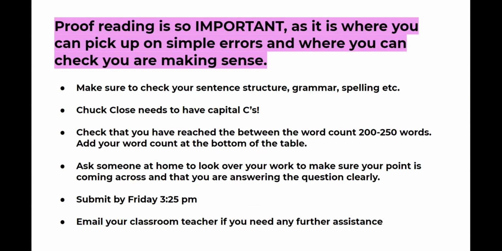Check that your spelling is correct. Check that you have reached the word count between 200 and 250 words. Please add your word count at the bottom of the table on the submission doc. Please ask someone at home to have a look at your work to make sure your point is coming across and you are answering the question clearly.